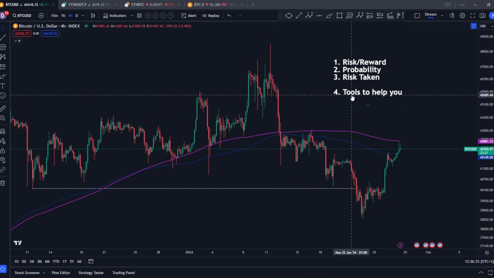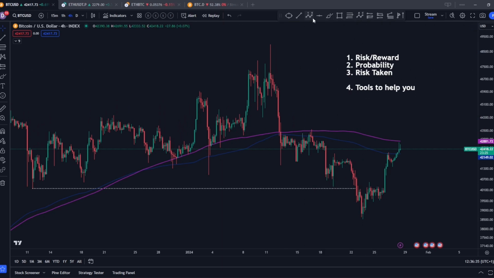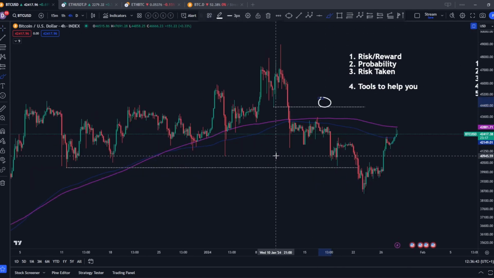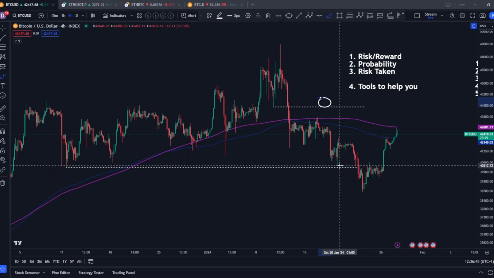And let's say we don't think Bitcoin is going to go above this point. So we know our stop is going to be somewhere around here. And we're targeting this range low here. So let's say this point. That way we know our entry, because let's say we're trading here.